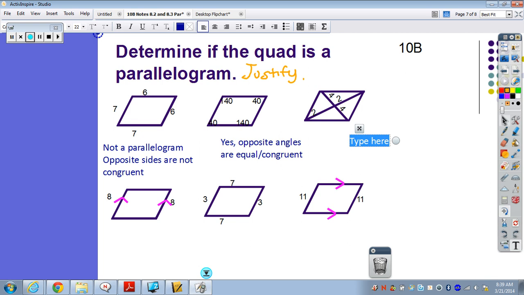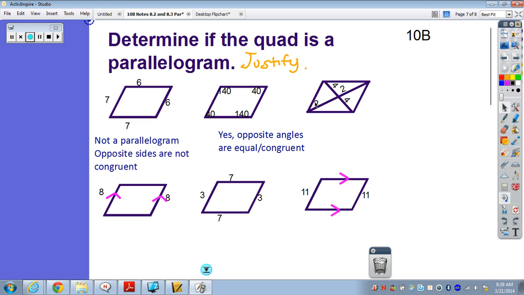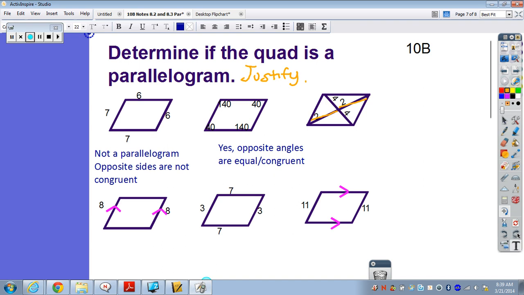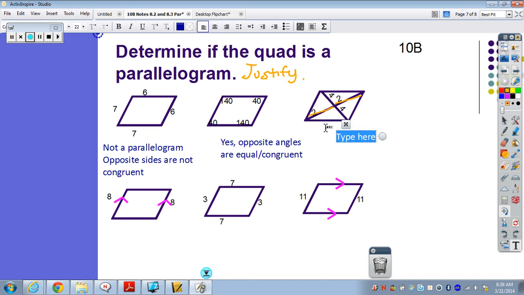Okay, number 3, we look at this. So now they gave me the length of the diagonal. So this part is 4, this part is 4, and then the other 2 parts of the other diagonal are both 2. And so we need to know that the diagonals are bisected so that the 2 pieces are equal, and that's true. So yes, diagonals bisect each other.